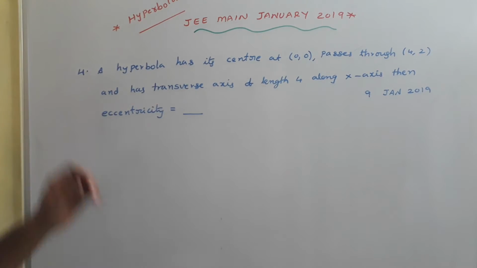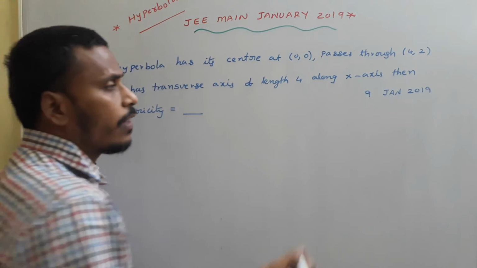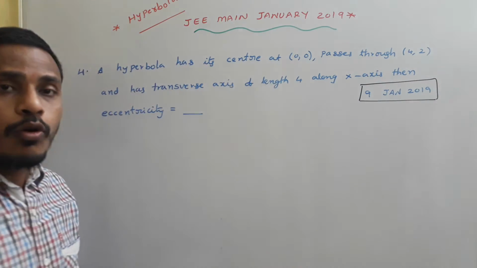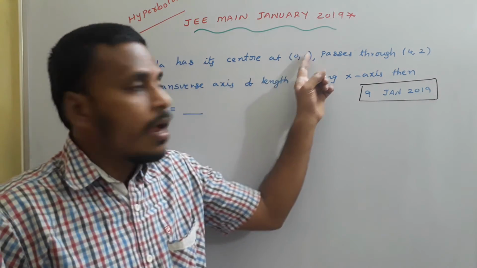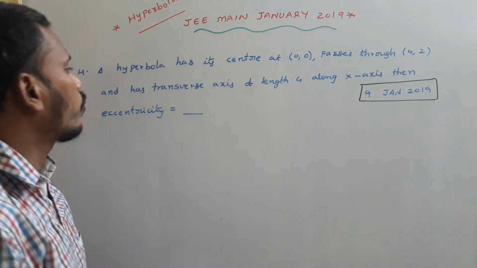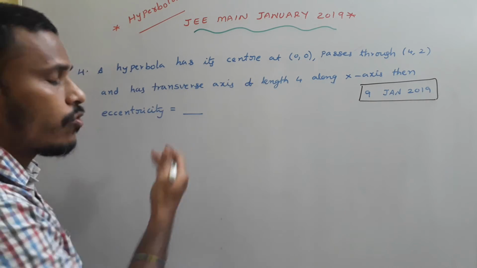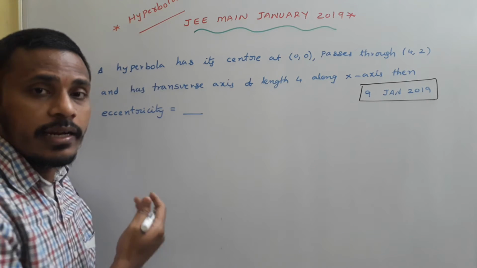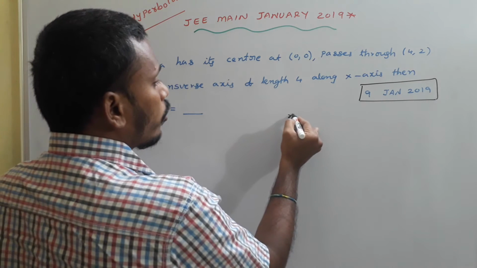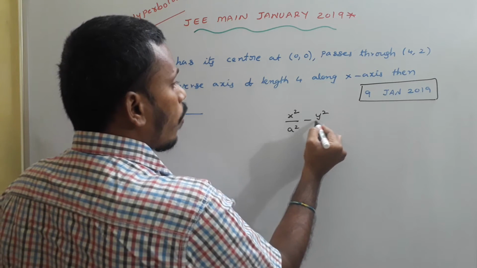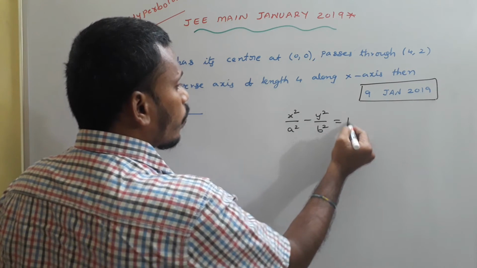So next problem, asked on 9th January 2019. A hyperbola has its center at origin, passes through the point (4, 2), and has a transverse axis of length 4 units along the x-axis. So the transverse axis is along the x-axis, the center is at origin, then we need to think about the standard hyperbola, which is x²/a² minus y²/b² is equal to 1.